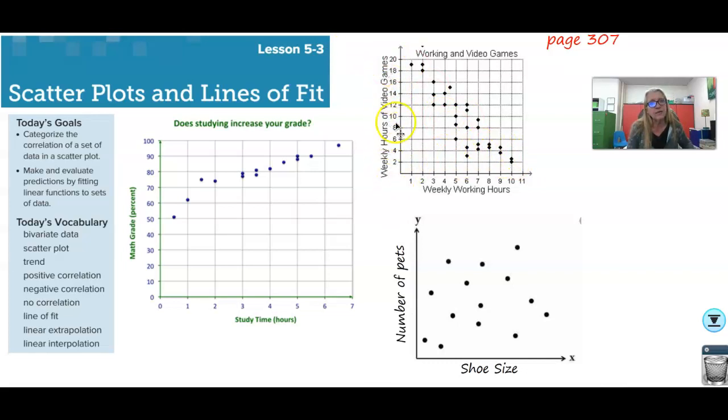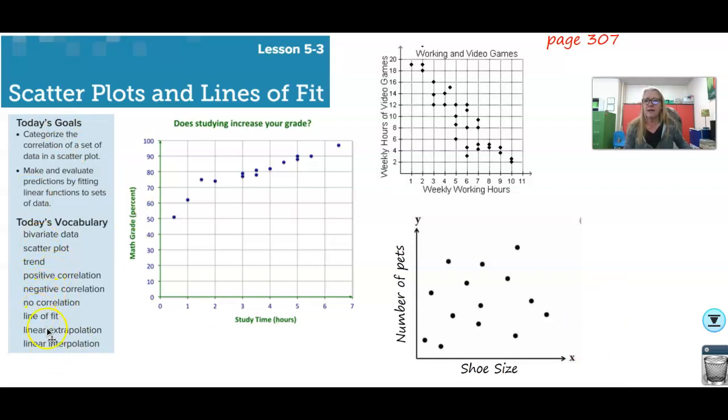Weekly hours of video games, weekly working hours. So, if you're working on your schoolwork, the more you play video games, the less you work on schoolwork. So that's a negative correlation. And here is a scatter plot with no correlation whatsoever. There is no connection between the number of pets you have and your shoe size. Well, we wouldn't expect there to be. So over here you get your vocabulary.